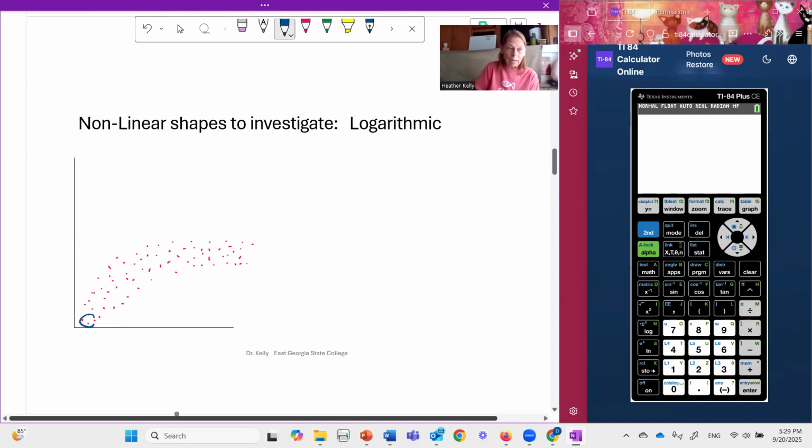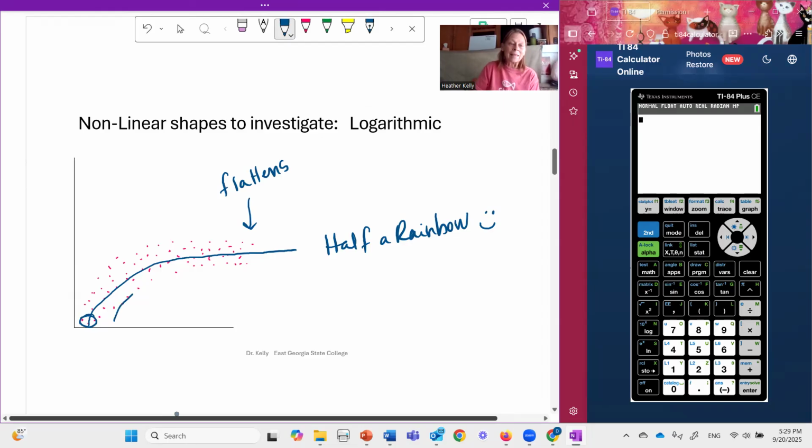Just like the exponential and the quadratic, it starts low, but it comes up like a quadratic and then it flattens out. It doesn't go back down and it doesn't go up any further. It kind of flattens out. It's like half of a rainbow. So this one is like half a rainbow. But notice that it flattens. And it always goes in this direction. It always goes up and flattens out.